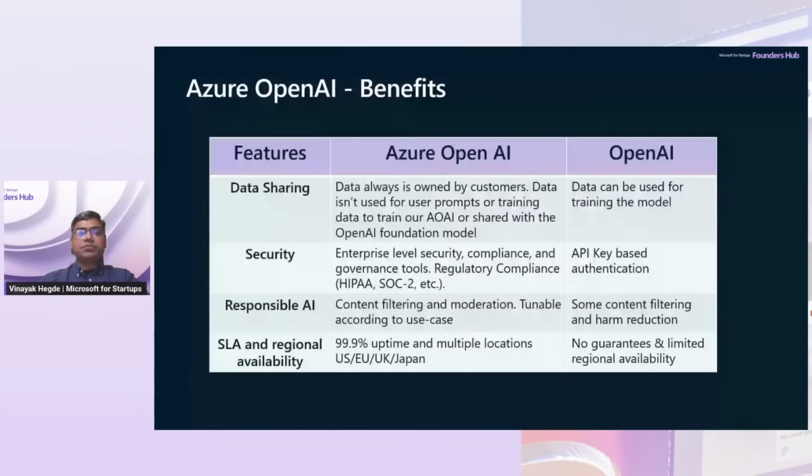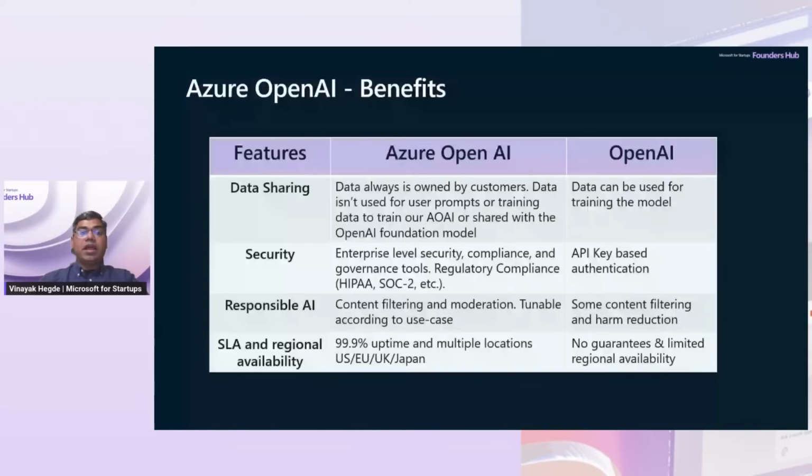The other thing is, since a lot of this data is very sensitive, especially if you are working in highly regulated sectors like insurtech, fintech, and healthcare, the models have regulatory compliance, whether it's HIPAA or SOC 2, and there are enterprise-level security, compliance, and governance tools built around that. So only specific people can get access to training or to accessing it, depending on how you want to develop your own tools. On OpenAI, there's API key-based authentication. It also has some security and governance, but since we are developing it for the enterprise, we have this security built in.